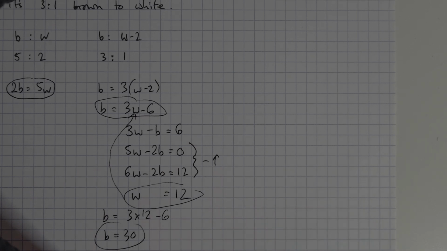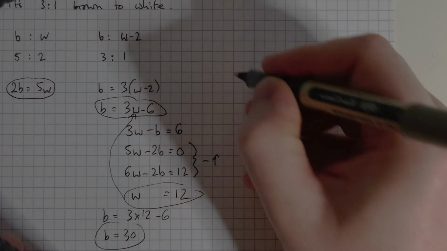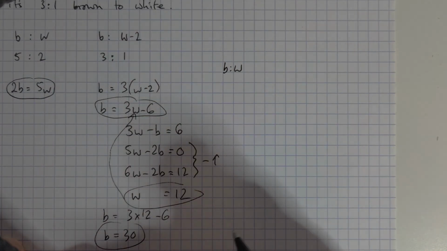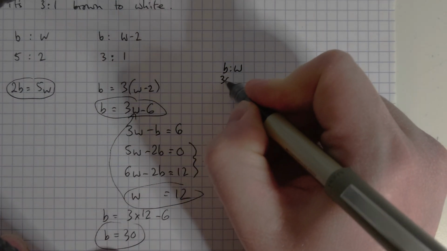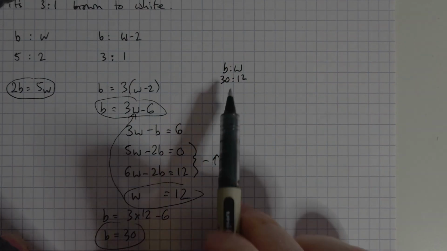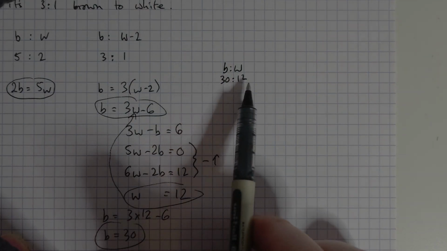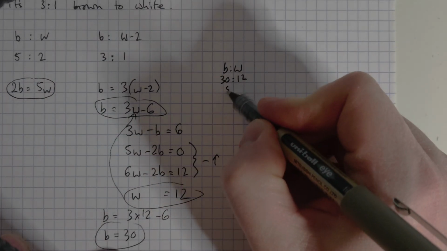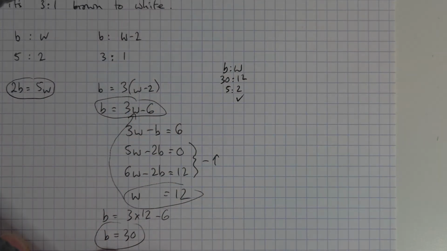Let's just see that that works, because if it does work, then we should have originally them in the ratio 5 to 2. So brown to white, I'm claiming that that's 30 and 12. Is that the ratio of 5 to 2? Yes, it is. If you divide both sides by 6, it does indeed give you 5 to 2. So that's correct.